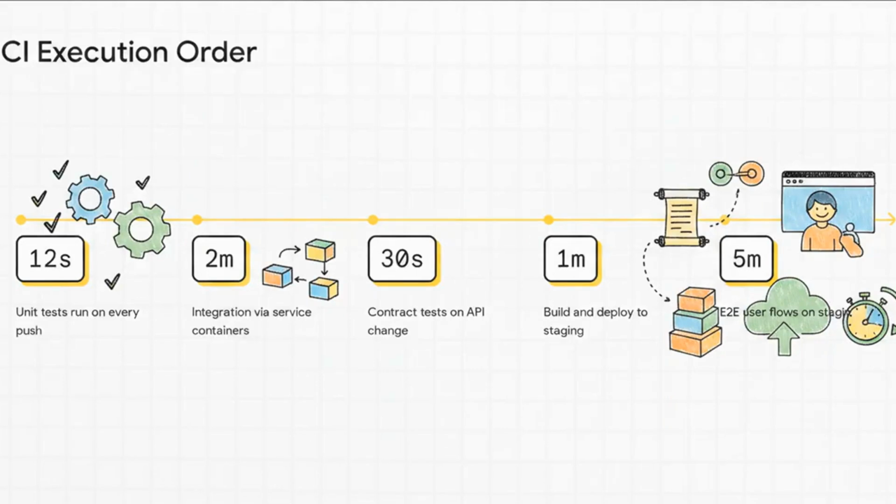First, unit tests run on every single push in about 12 seconds. If those pass, we step up and trigger integration tests using service containers, which take about 2 minutes. If the API changed, contract tests jump in and run in about 30 seconds. If all of those pass and we merge to the main branch, we build our image and deploy it to a staging environment. That takes maybe a minute. Finally, against that live staging environment, our 5-minute E2E user flows run. The rule is absolutely nothing deploys to the next environment until the layer before it completely passes.